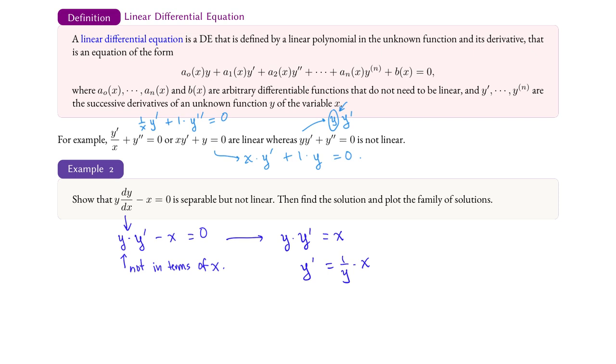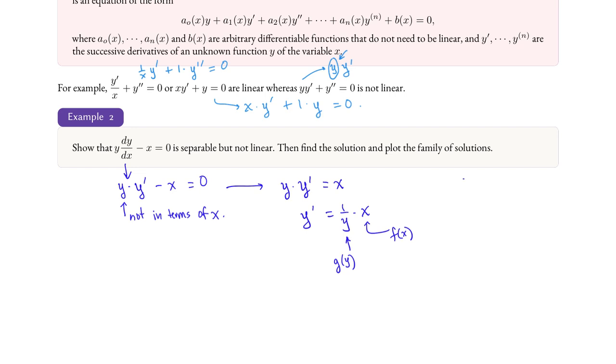And so it is a product of two functions. One is in terms of y only, and the other one is in terms of x. And so it is separable. So we can write this as dy over dx equals 1 over y times x, or y dy equals x dx. And then we integrate both sides of this equation to get the antiderivative of y is 1/2 y squared, and the antiderivative of x is 1/2 x squared.